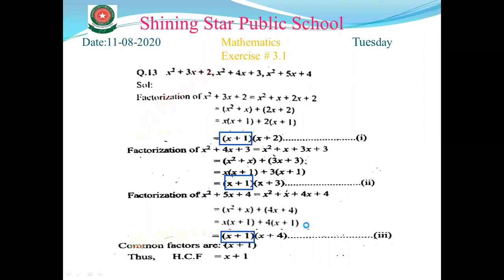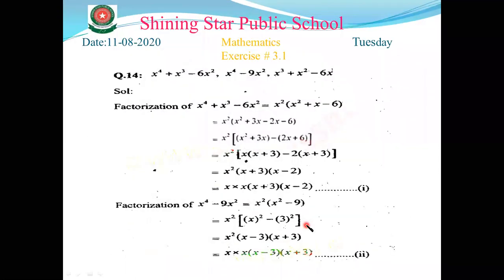Now let's move to the next slide. Question number 14. In question number 14, x power 4 plus x cube minus 6x square, and x power 4 minus 9x square, x cube plus x square minus 6x. Now, first of all, we have to solve the first term.